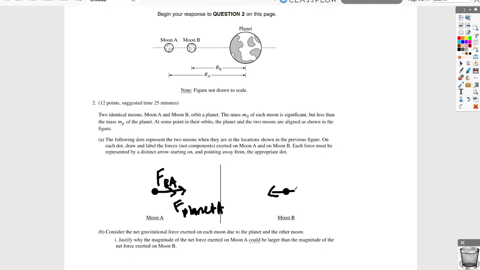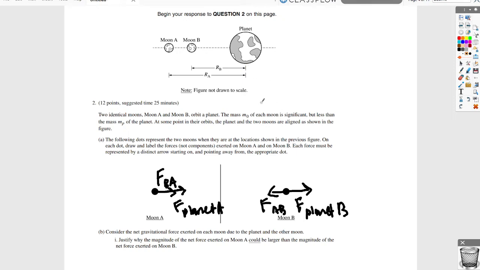Moon B is a little different. It's like this and like this. So this is the force of A exerted on B, and this is the force of the planet exerted on B. It will always point in the direction of the object exerting it. If it's a planet, pointing toward the planet. If it's a moon, pointing toward the moon. So it'll look something like this. Really messy, but good enough.